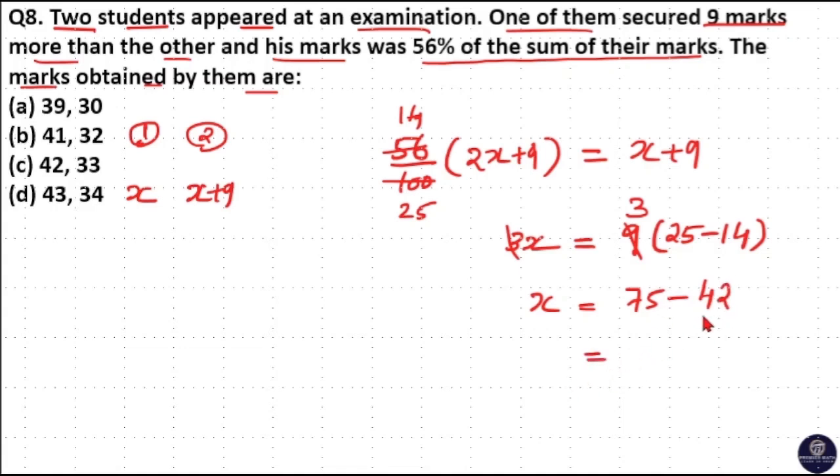Which is equal to, 5 minus 2 is 3, 7 minus 4 is 3. So x is equal to 33. That means the first student's mark is 33 and the second student's mark is 33 plus 9, 42. So option C is your answer.